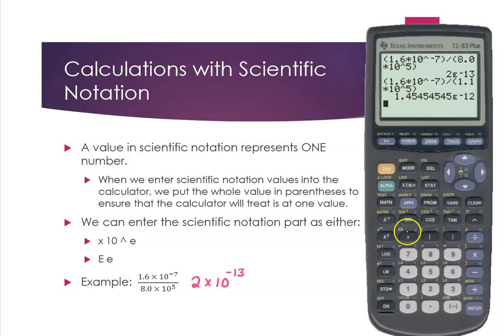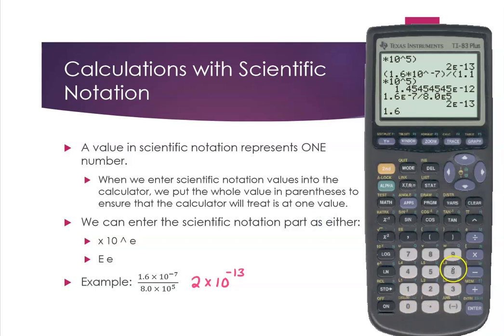All right. So that just means that instead of using the times 10, I'm just going to write E. When we use the E, we don't have to put parentheses. So if I do 1.6, I'm going to do second comma to get the E, -7, divided by 8.0, second comma for E to the 5th, and I get 2 times 10 to the -13. When you use the E, the parentheses are non-essential, but with the times 10, you have to put parentheses.